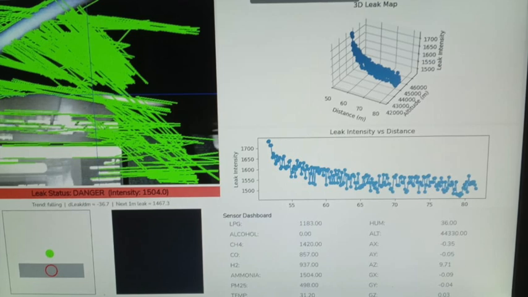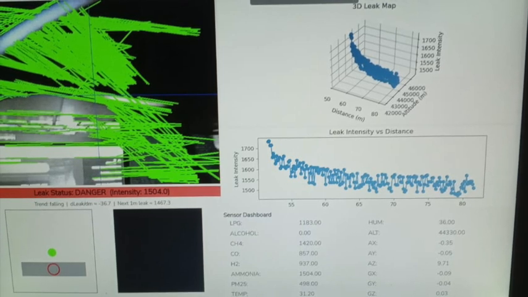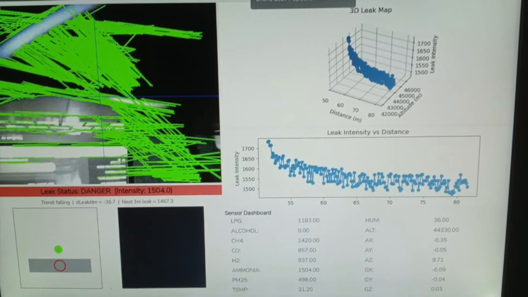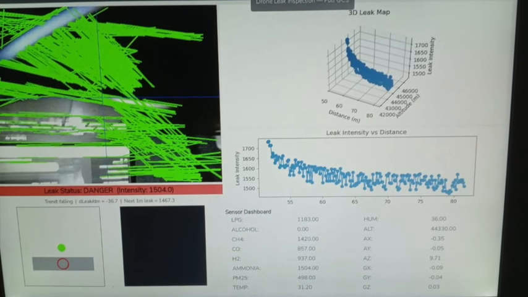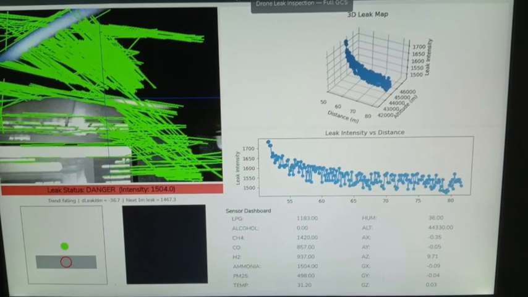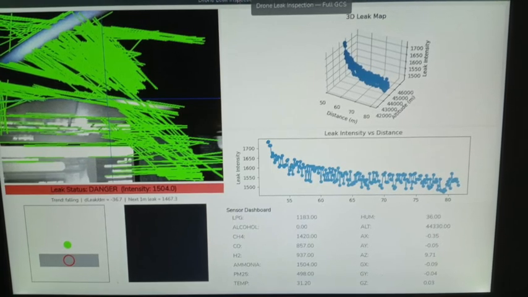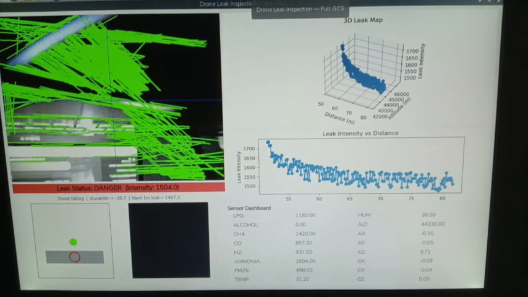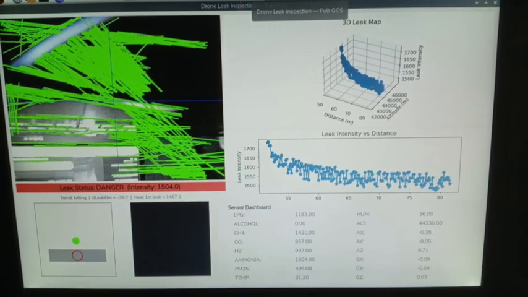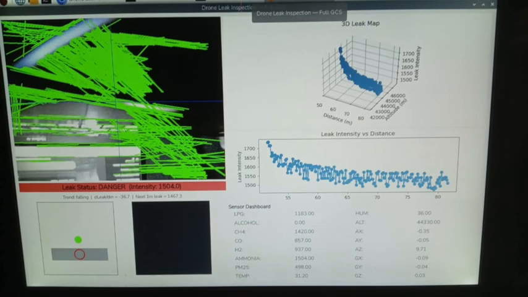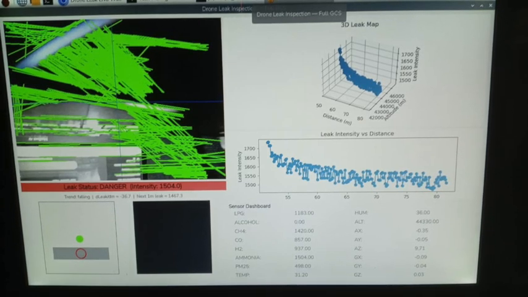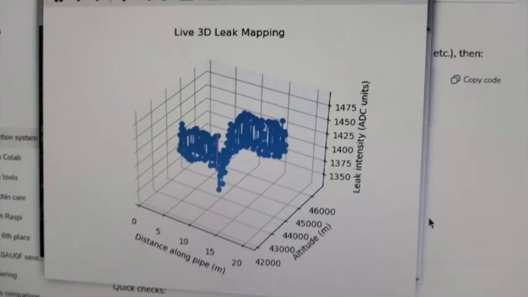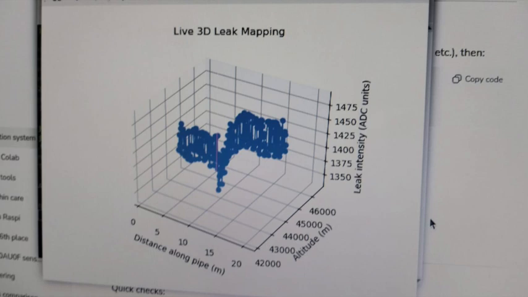On the interface, we see several real-time views simultaneously. First, we have the live camera feed, where the detected pipe boundaries are highlighted on the screen. This gives visual confirmation that the drone is aligned correctly. Next, we have a full 3D leak map. This is not just a graph, it is a spatial representation. The x axis represents the distance traveled along the pipe, y axis represents altitude, and z axis represents gas leak intensity. So we can literally see where along the pipe the leak gets worse or better in 3D space.